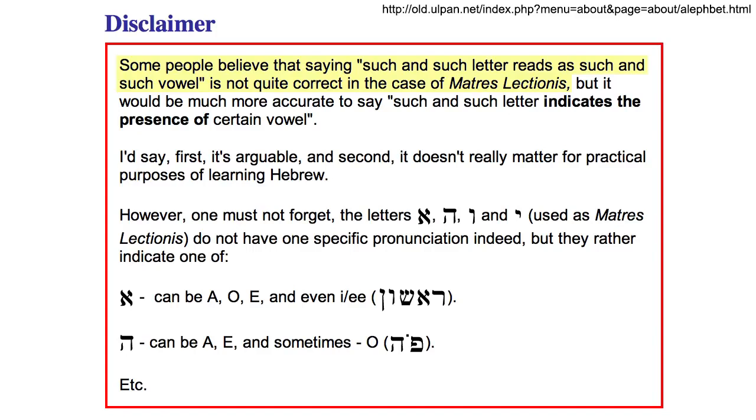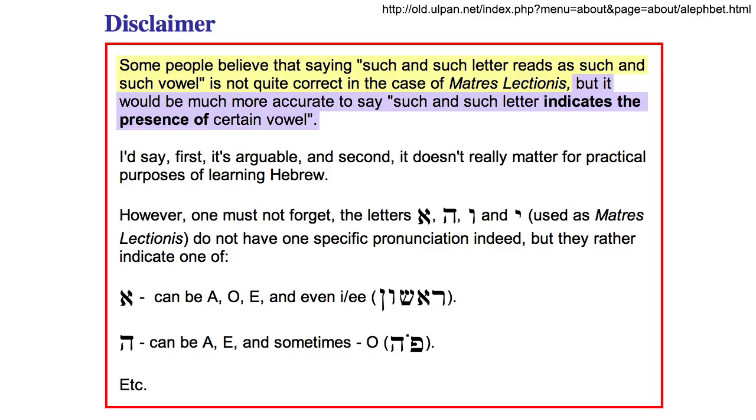It says, some people believe that saying such and such letter reads as such and such vowel is not quite correct in the case of Matres Lectionis. In other words, people have found through research that it's not correct to attribute one single sound to each vowel letter. It says, but it would be much more accurate to say such and such letter indicates the presence of a certain vowel. In other words, they really don't know what sound these letters are supposed to indicate, because scholars have been debating that since they discovered this system.